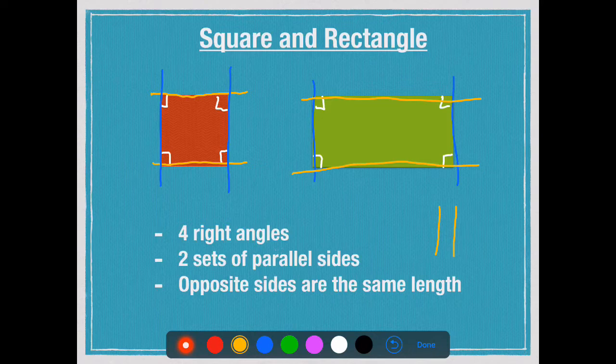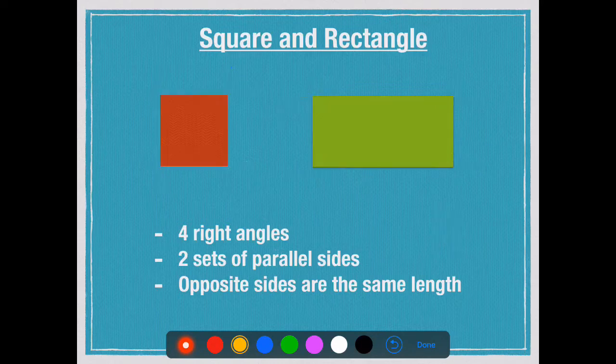Now also, in a square and a rectangle, the opposite sides are the same length. What that means is the top side is equal to the bottom side, and the 2 sides are equal. Now, square is special because all of the sides in a square are equal.